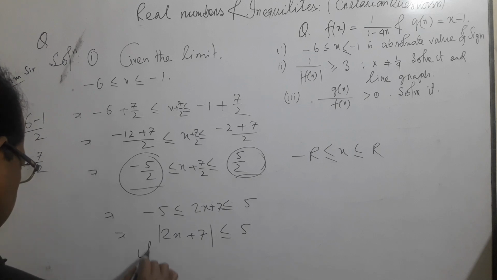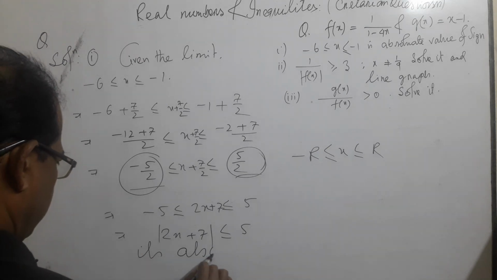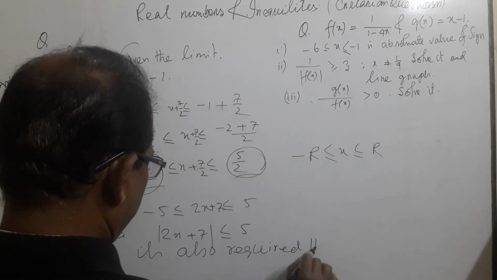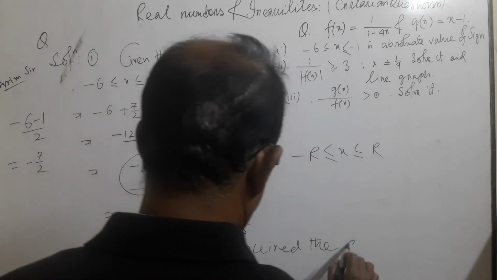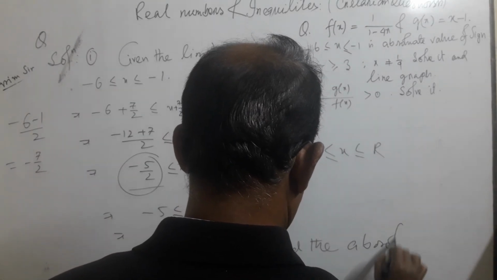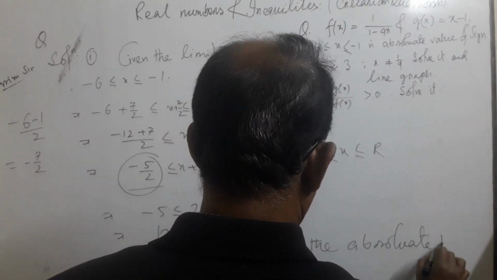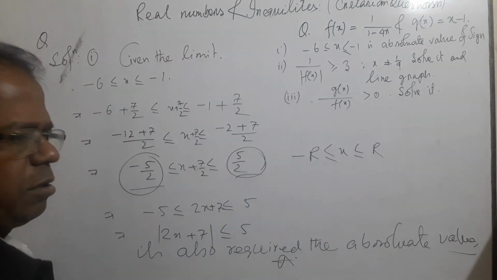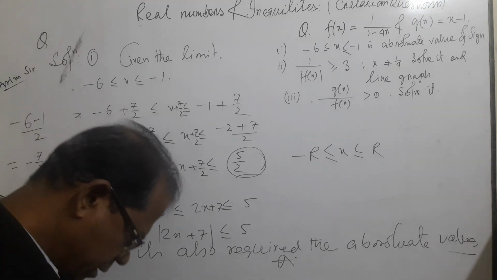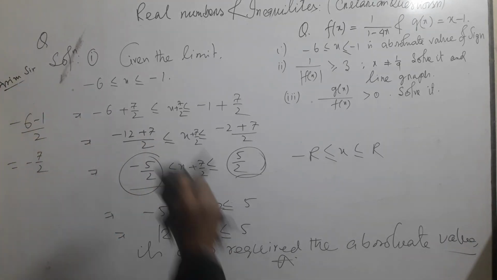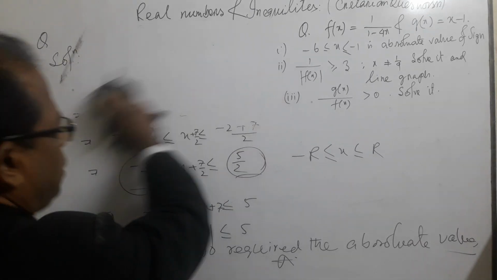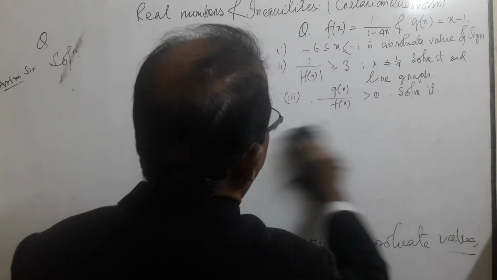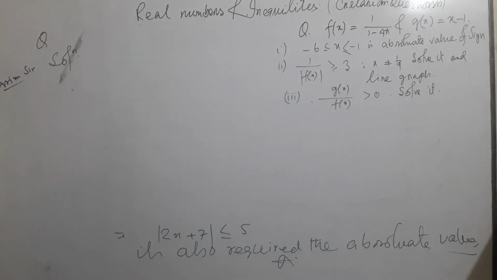It's also required, the absolute values. So this is the answer or proved. It's the first math solution and we have to clear this process and clear this system. So I think we have to solve number 2.